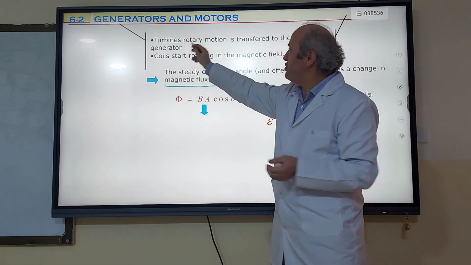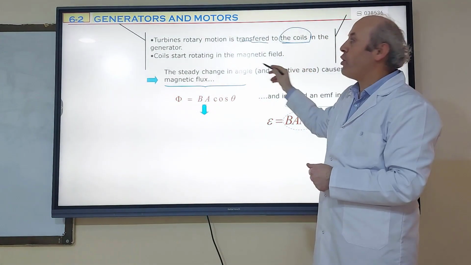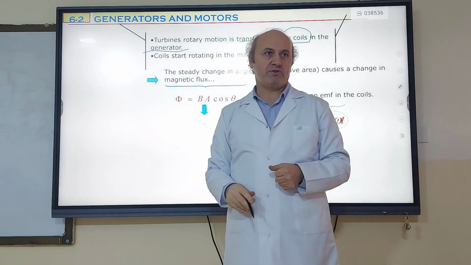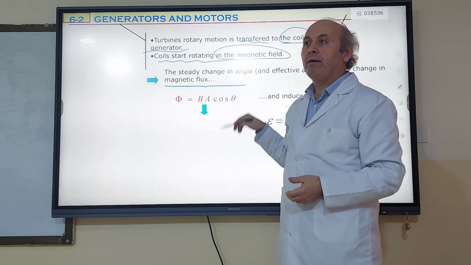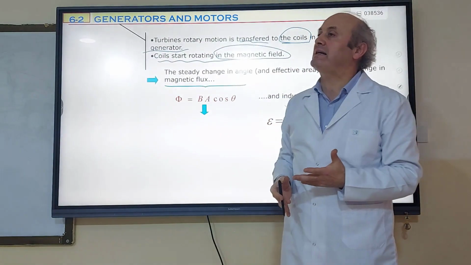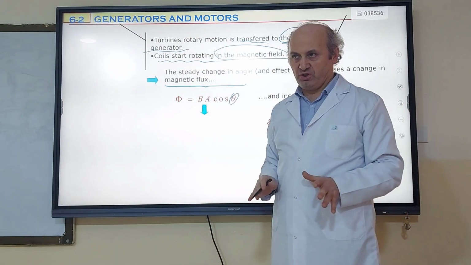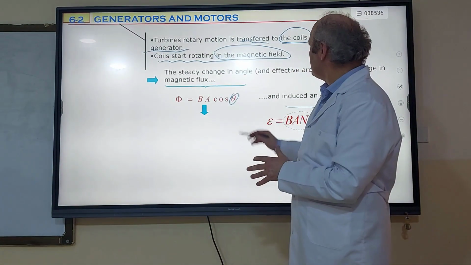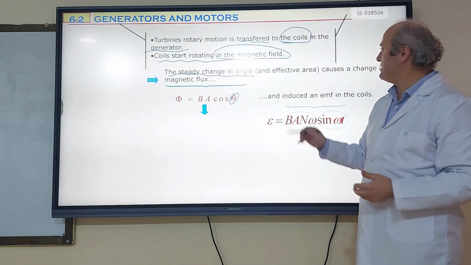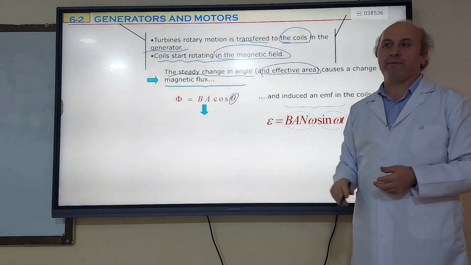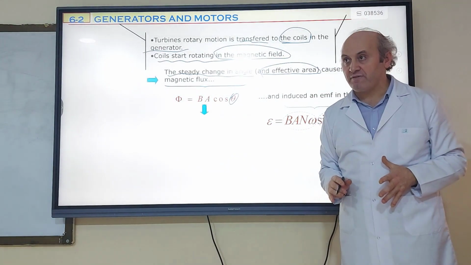So the turbine's rotational motion, as the turbine is rotating, is transferred to what? Coils of the generator. And the coil starts rotating in a magnetic field. So as the coil is rotating in a magnetic field, angle theta is changing. And as angle theta changes, the effective area changes. What is effective area? Effective area is the area of the coil perpendicular to the magnetic field.